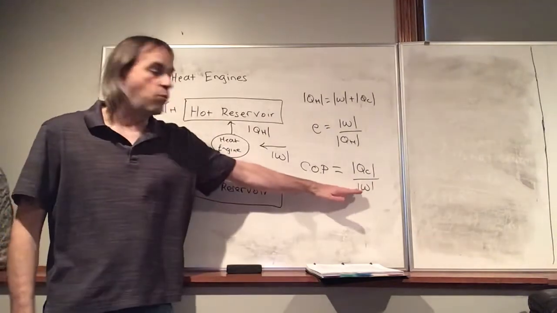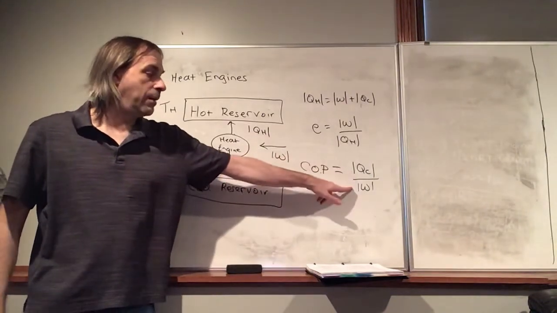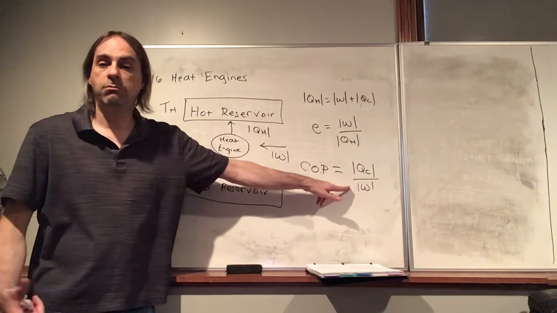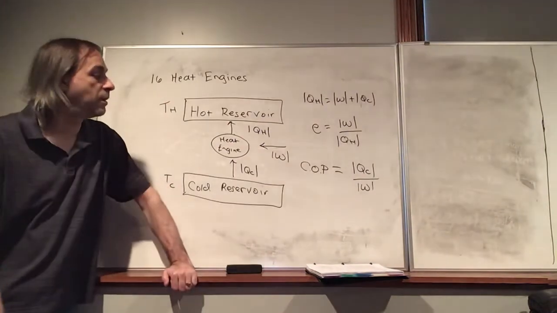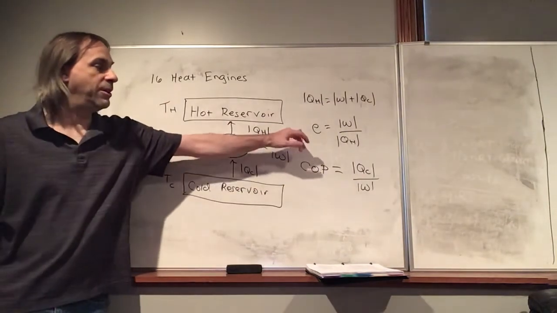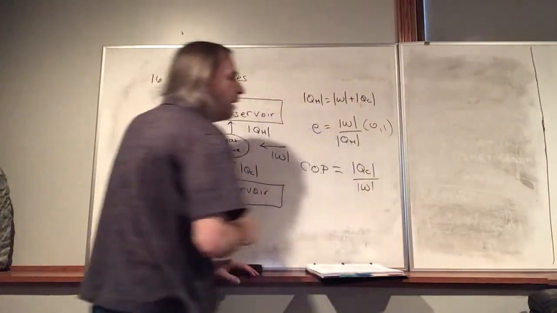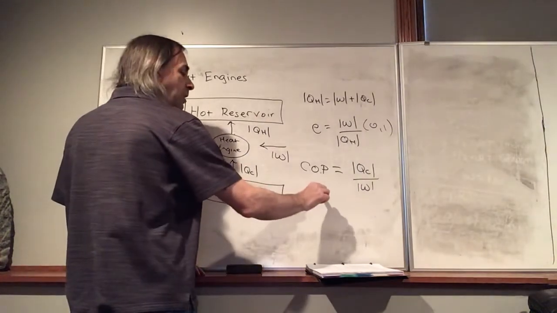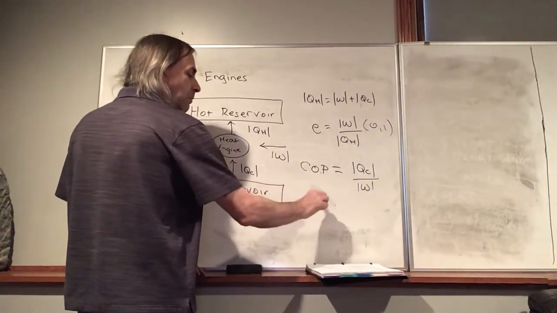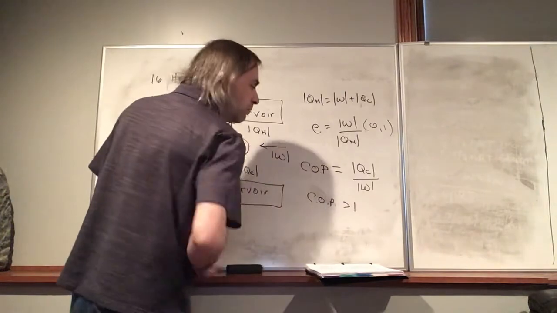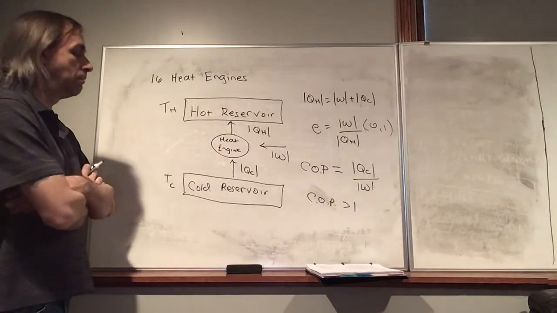If we have to do a lot of work to remove a certain amount of heat from inside this cold reservoir, we're dividing by a big number, and that's a low coefficient of performance. If we can get by with a small amount of work, that's a higher coefficient of performance. So again, for engines, we use efficiency, which is a number between 0 and 1. Coefficient of performance is greater than 1, so it tends to be bigger numbers.